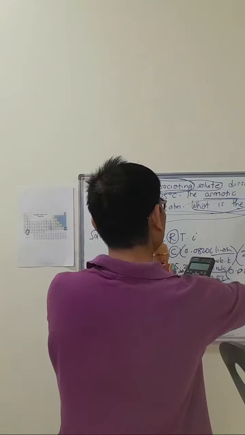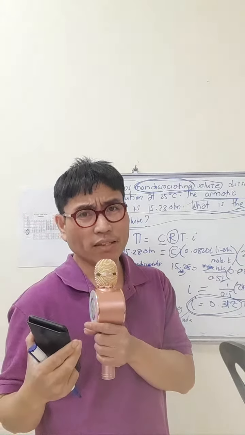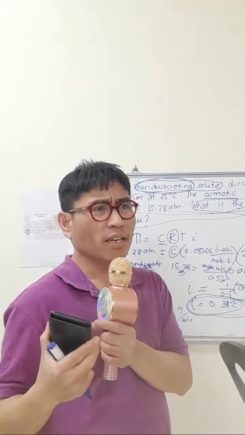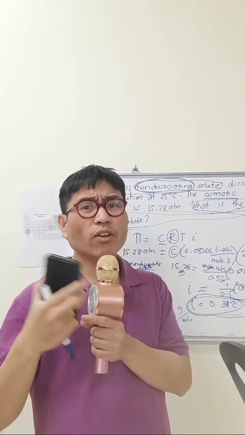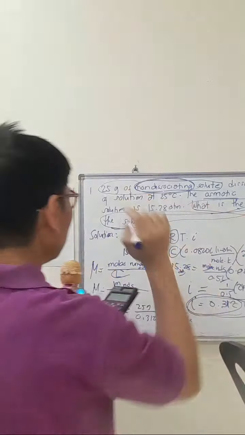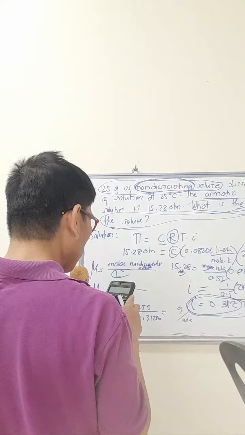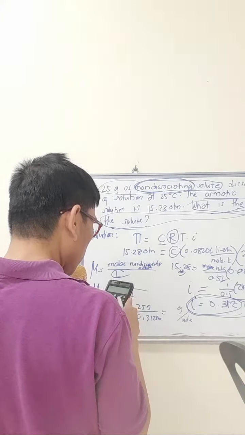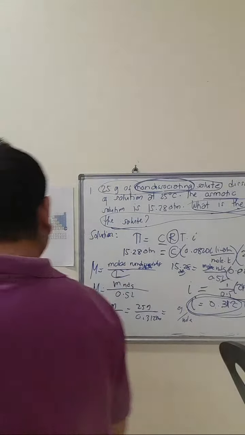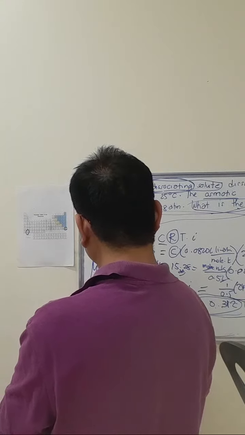What is the molar mass? As I told you over and over again, molar mass is just equal to the molecular weight, and molar mass is also just equal to the molecular mass. So, molecular weight: 25 divided by 0.312 is equal to 80.12 grams per mole. 80.12 grams per mole. This is our answer.